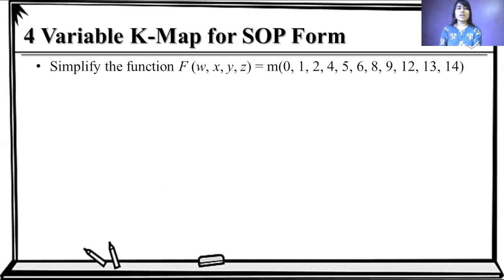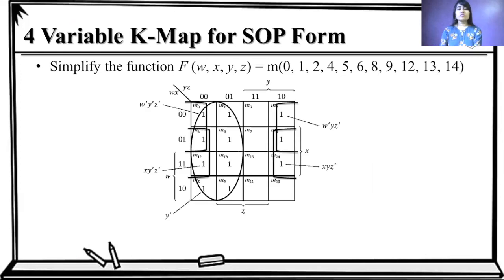Simplify the function f(w, x, y, z) equals sum of m 0, 1, 2, 4, 5, 6, 8, 9, 12, 13, 14. So we have to write 1 over these terms, and as we have 4 variables, we draw a 16 square K-map. By default, write wx and its values, yz and its values, and then place 1 over the minterms given in the example. Then try to make groups.